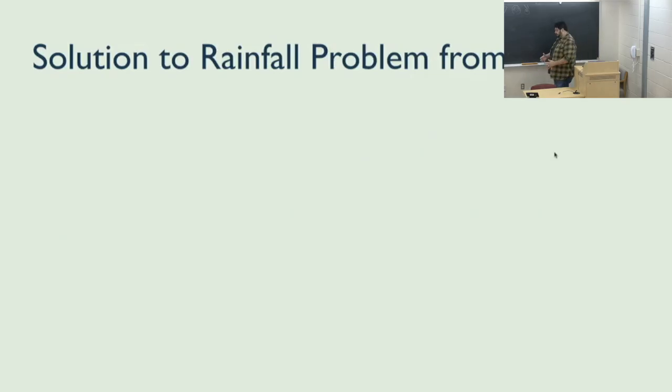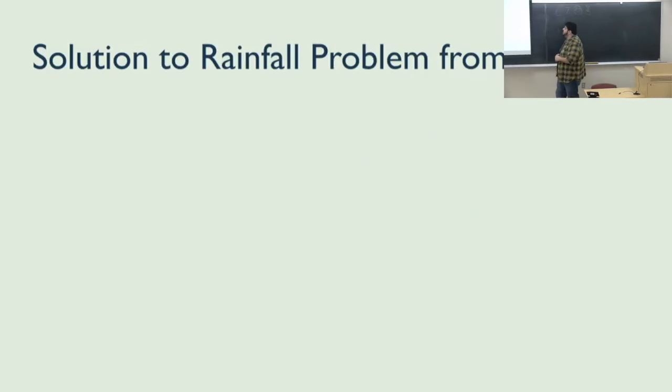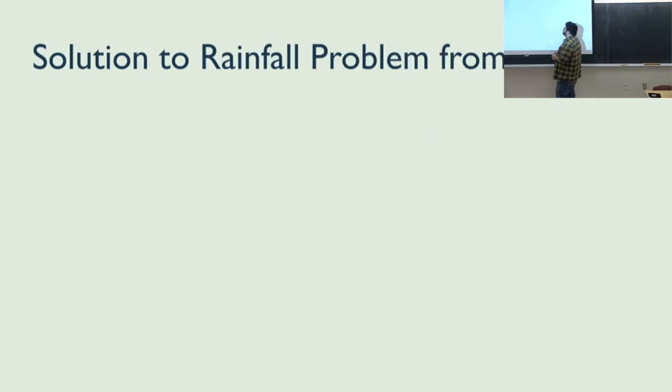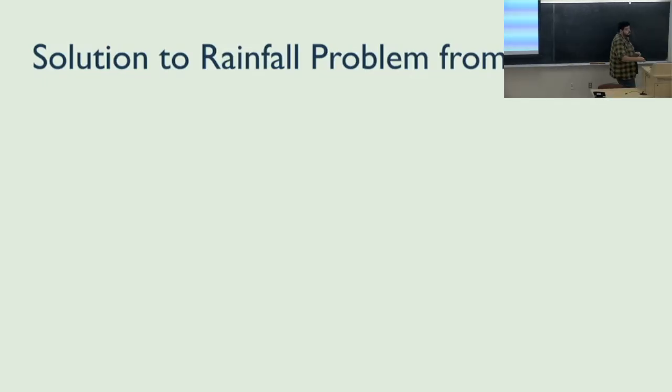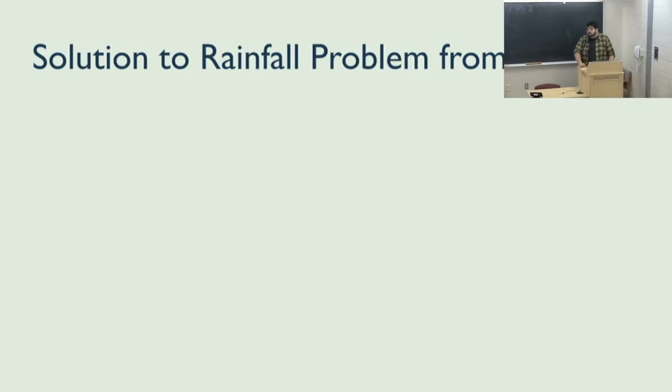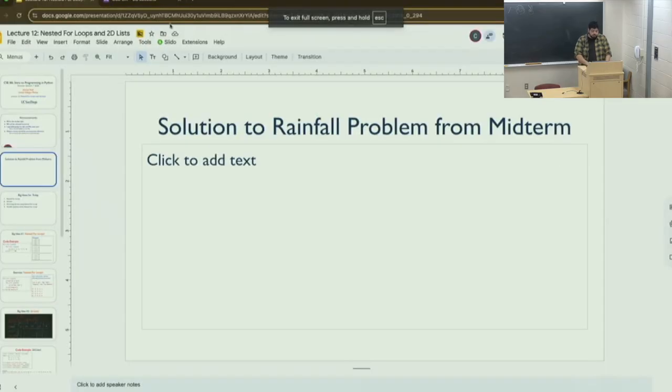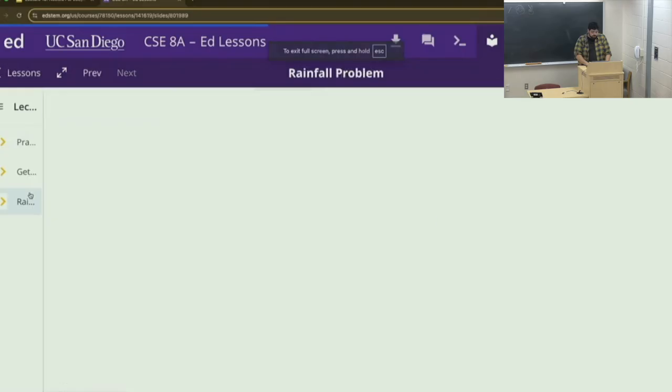So, yesterday, you had the midterm, and you had something called the rainfall problem. In the rainfall problem, you have a list of numbers, and those numbers are amounts of rainfall, and you're trying to get the average amount of rainfall depending on the number of days that you have. Okay, so let's go over the solution to this rainfall problem, so y'all can see exactly how to answer this question. I'm going to move on over here.